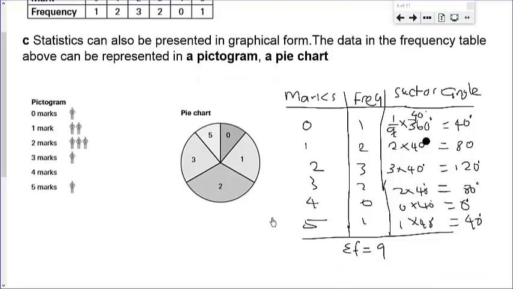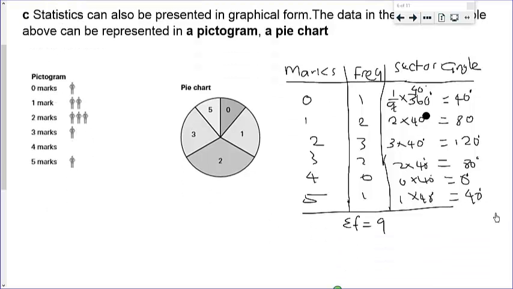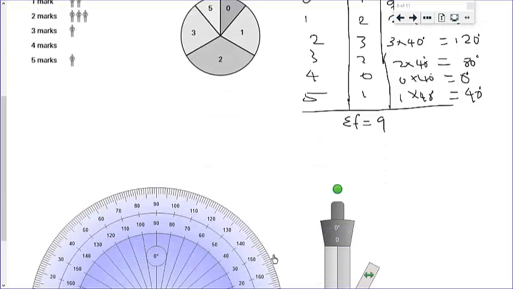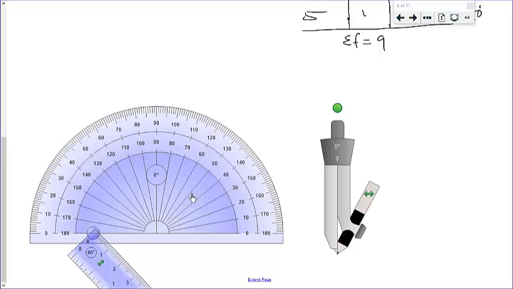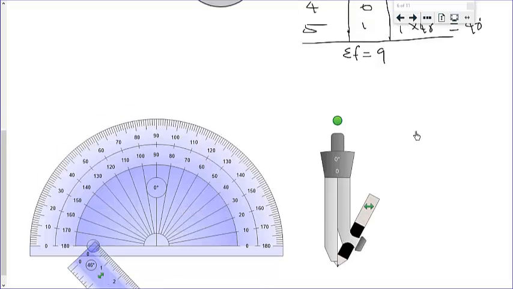Note that if you do this correctly, if you add all, you should get 360. So this will give us 40 plus 80 is 120, plus 120 is 240, plus 80 will give us 320, plus 40 will give us 360. So with your protractor, rule, and compass, you can draw the pie chart.